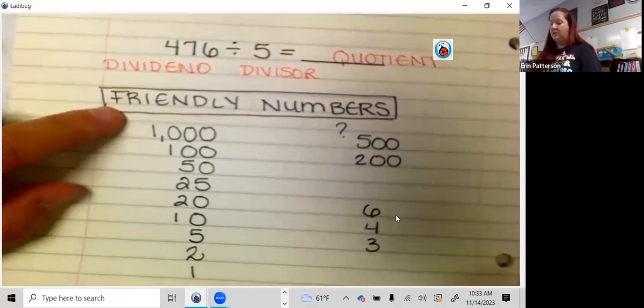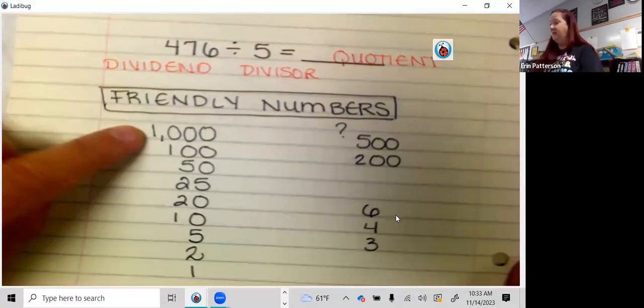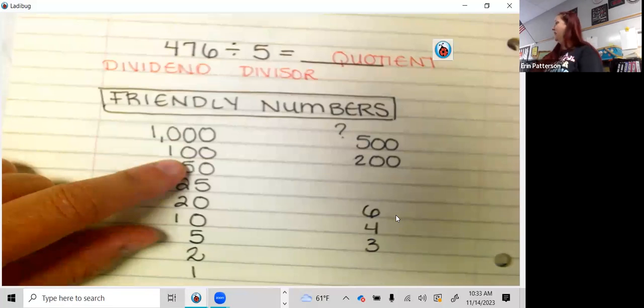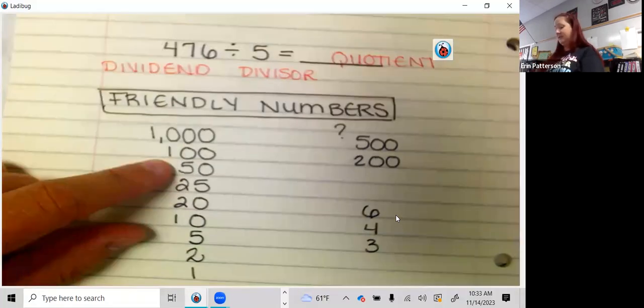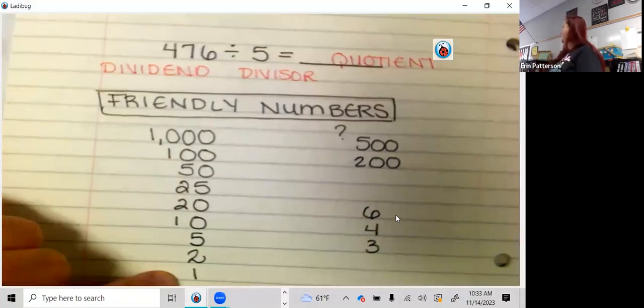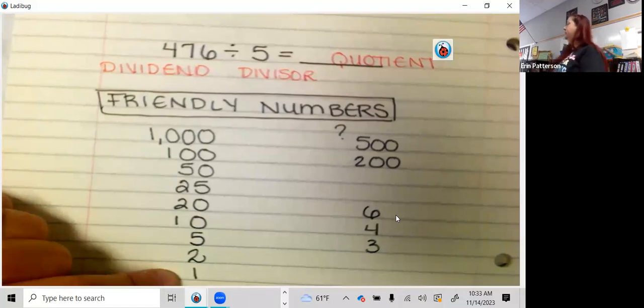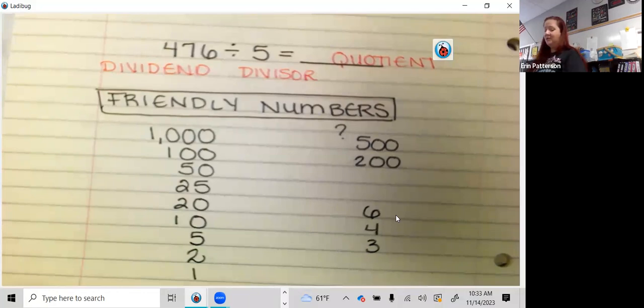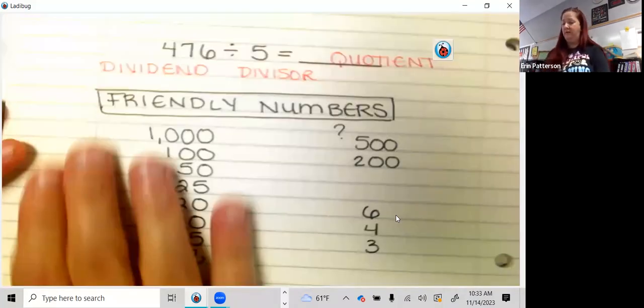If you start with a 4-digit number, I would start with, can I do 1,000? If I can't do that, can I do 100? And just start stepping it back down. But we're always trying to find the biggest friendly number we can use. That way it won't take us 14 weeks to divide into one number. Okay, so friendly number review.